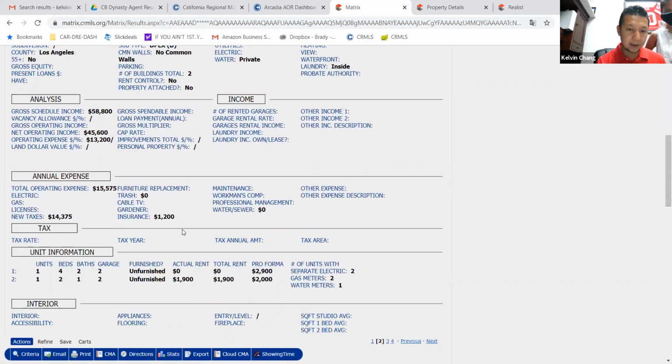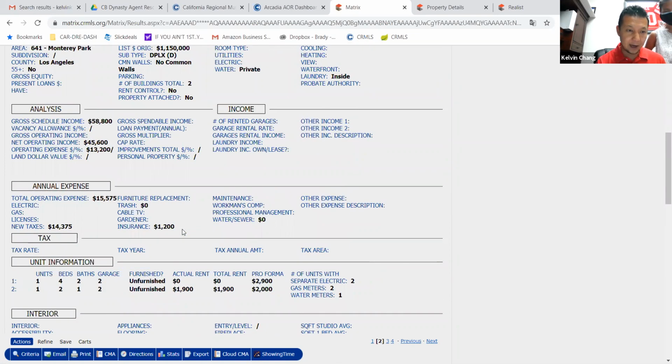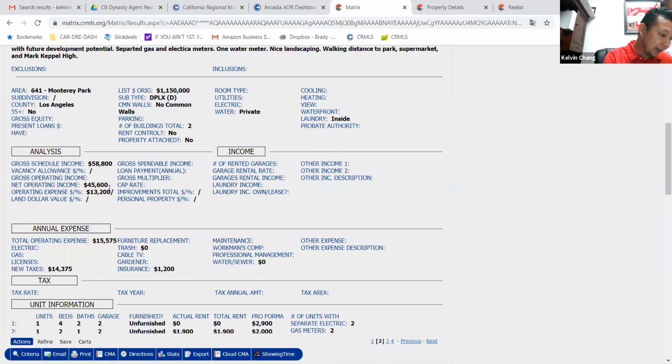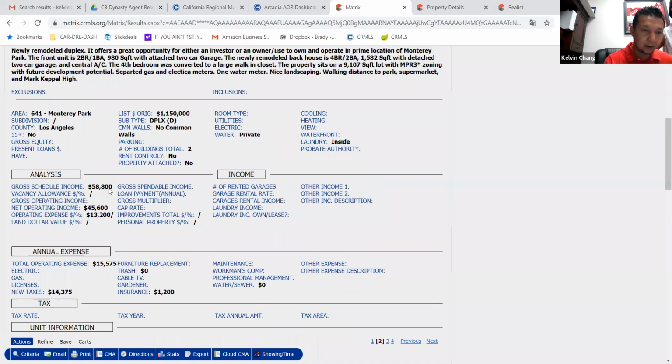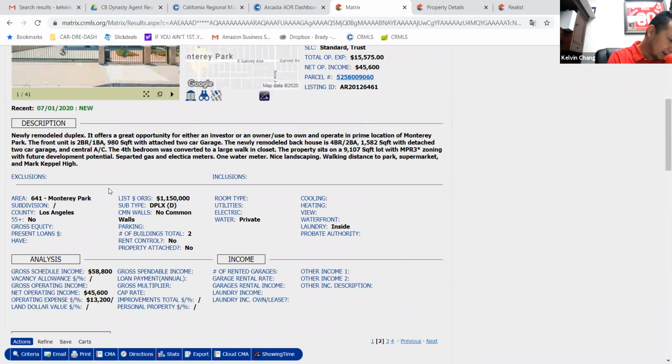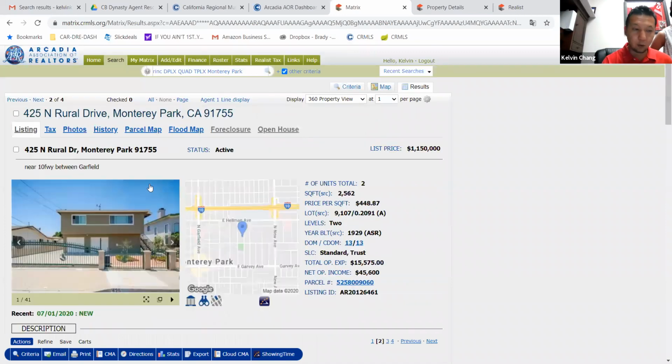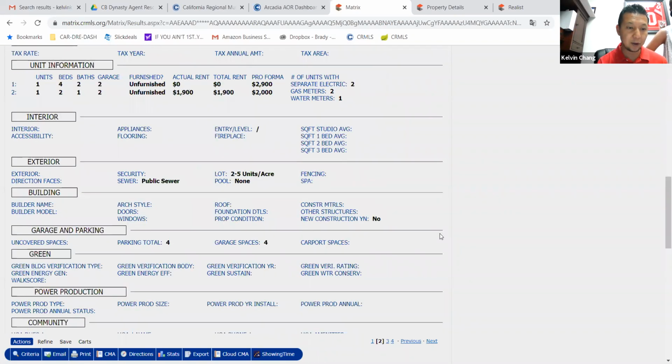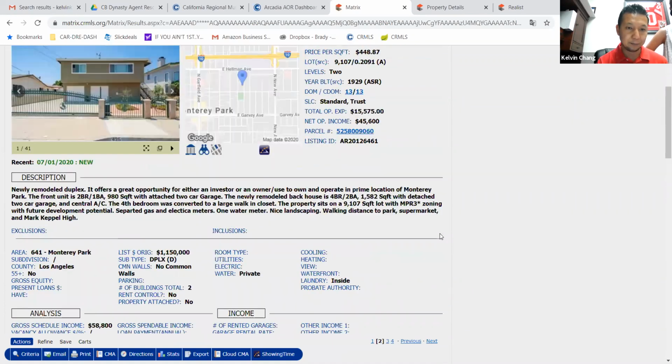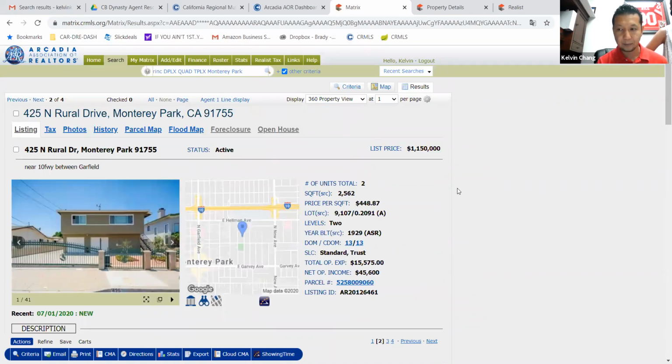I could do the math on all this stuff and go through the same exercise, but assuming their net operating income is true at $45,600, divide that by their cap rate of the area of 0.04, this could be worth $1.14 million, and that's how this agent priced it at 1.15. Okay, so this agent kind of did their math. This agent probably knows what they're doing. Okay, so any questions so far?